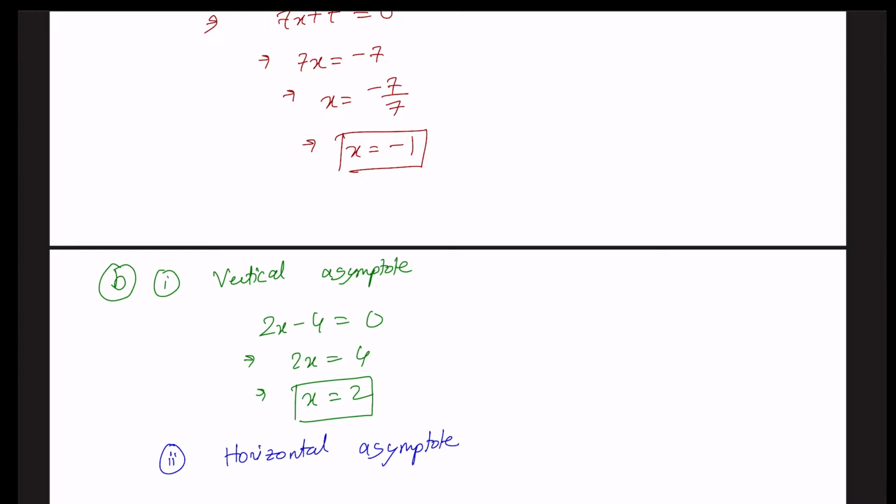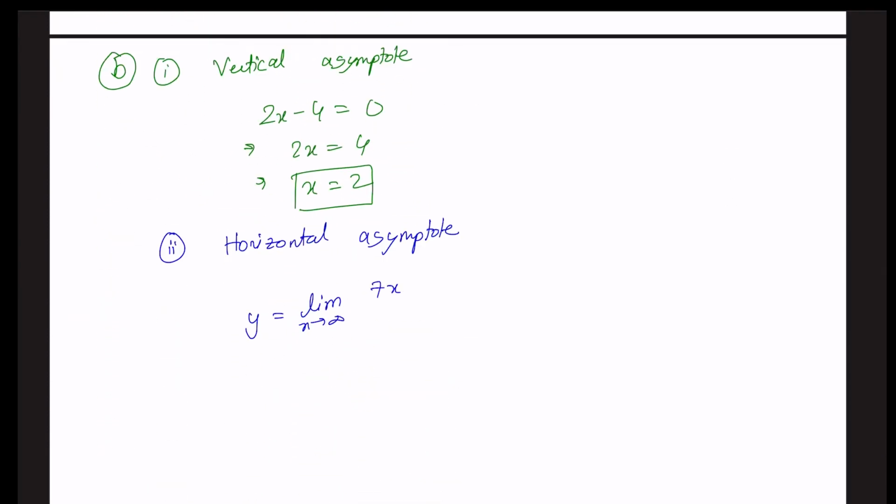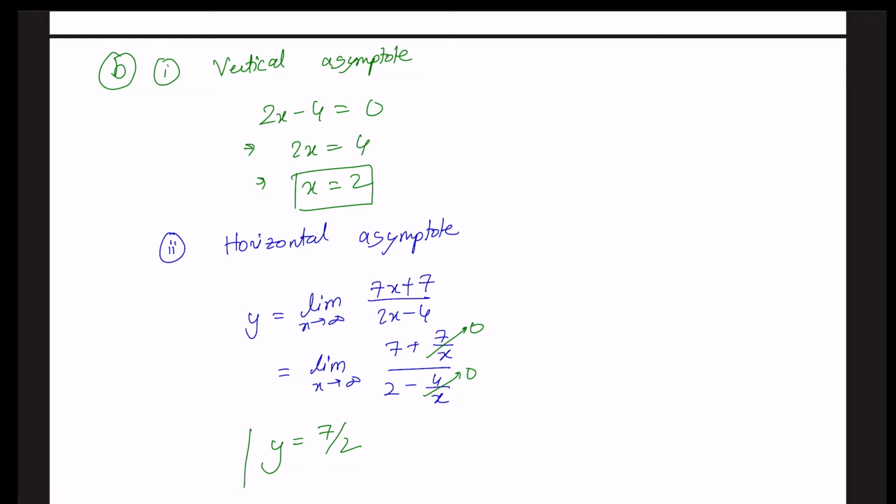Horizontal asymptotes will appear at the end points of the graph. So to find the horizontal asymptote, you basically have to take the limit as x tends to infinity. So y equals limit x tends to infinity of 7x plus 7 divided by 2x minus 4. To solve this limit, we'll divide both the numerator and denominator by x. So 7 plus 7 by x and 2 minus 4 by x. Anything divided by infinity, like say 5 divided by infinity, will always give you 0. So we can make these two 0, and our horizontal asymptote will be y equals 7 over 2. So these are the answers to part B.